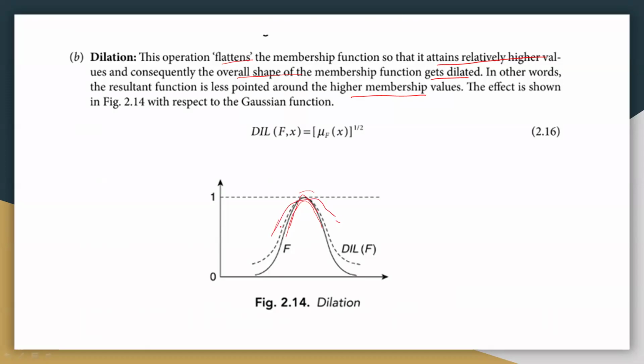I'm drawing it outside only, but you can just look at the dashed line. That is the output that we get after applying it. And it can be done by, maybe, finding the square root of this membership value. That is one way of applying this effect shown here.